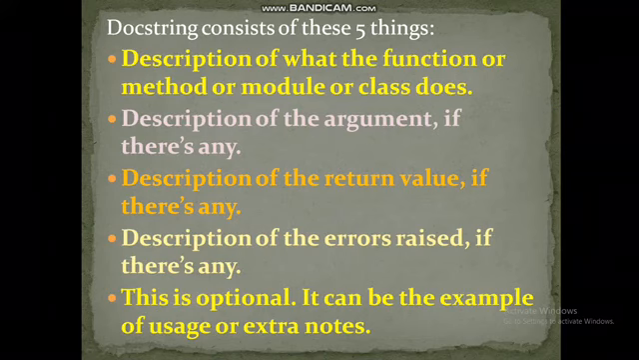Docstring consists of these 5 things: description of what the function or method or module or class does, description of the argument if there is any, description of the return value if there's any, description of the errors raised if there's any. This is optional, the 5th one. It can be the example of usage or extra notes.